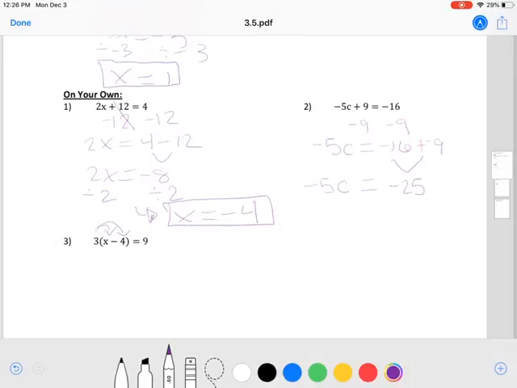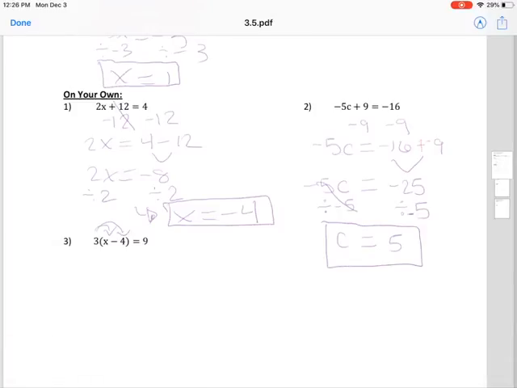Negative 5c is multiplication, so we want to undo that multiplication by dividing both sides by negative 5. So these 5's cancel out. I have c equals negative 25 divided by 5. So what times 5 goes into negative 25? Well, the answer is 5. And I'm sorry, I meant to say negative 25 divided by negative 5. I forgot that negative. So negative 25 divided by negative 5 equals 5, because a negative divided by negative is a positive.